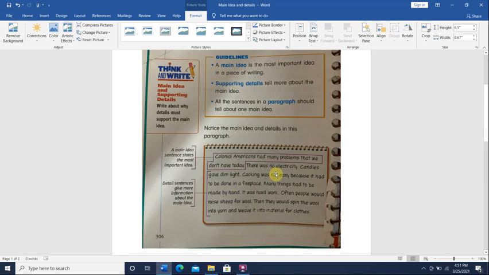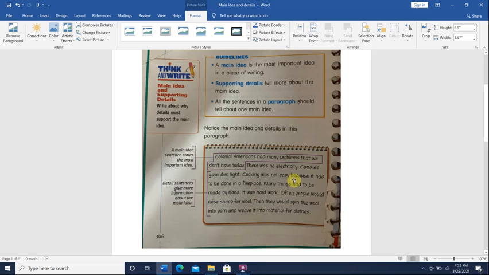And then the other following details start to tell us what the problems were. So anything after it would be a detail. Again, the main idea sentence is usually at the beginning of the paragraph, and it tells you the most important idea about the paragraph. So here it's about the problems that American colonists had and we don't have today.